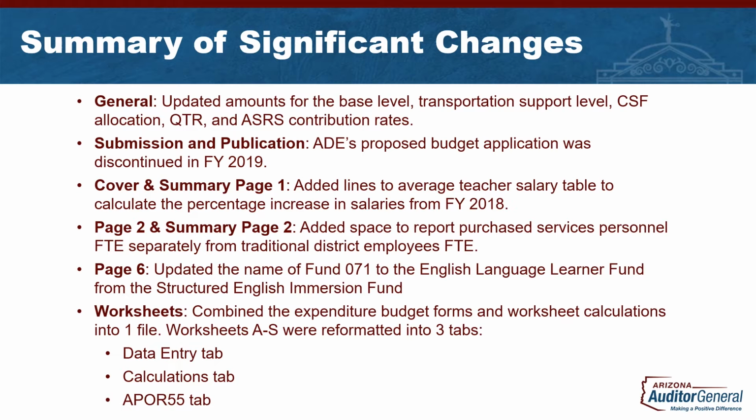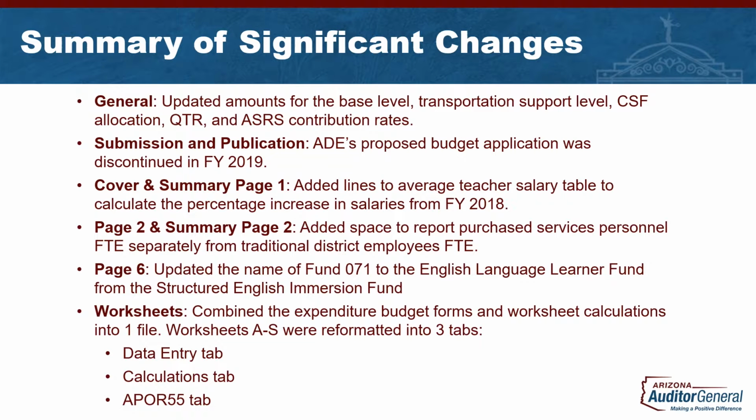To start, let's review the summary of significant changes that was issued along with the new forms. All applicable amounts for the base level, transportation support level, classroom site fund allocation, qualifying tax rate, and Arizona State Retirement System contribution rates in the forms and instructions have been updated for fiscal year 2020.